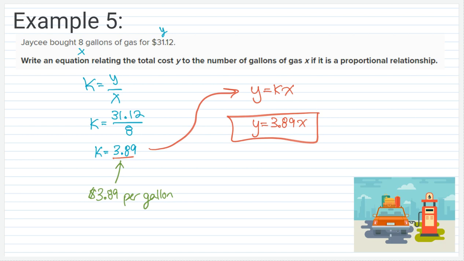So we calculated what k was based on what they told us y and x were. We wrote that ratio. We simplified it. We did interpret it just so that we could get that practice. And then we put it in the form y equals kx. Done.